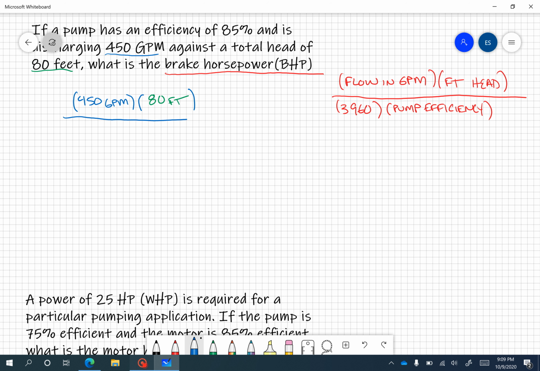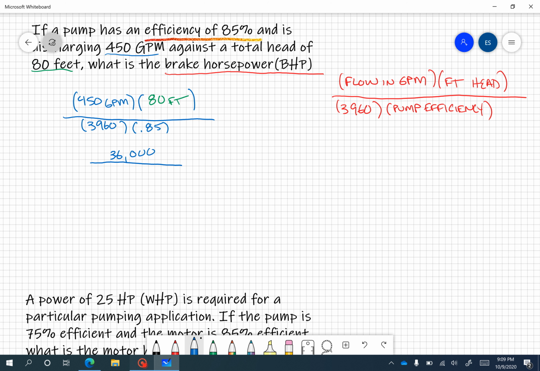Right there, pump efficiency of 85%. Now we have to write that as a decimal. So we have to convert that to 0.85. So let's go ahead and do a little bit of calculator work here. 450 gallons per minute times 80 feet of head is 36,000. That's going to be our numerator.